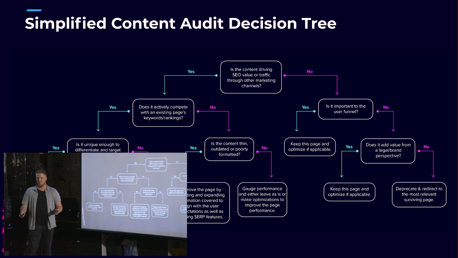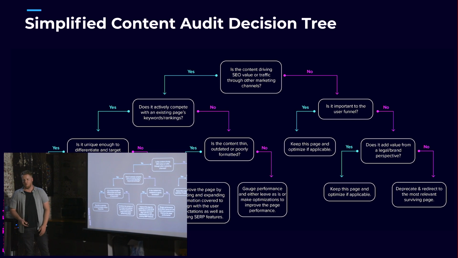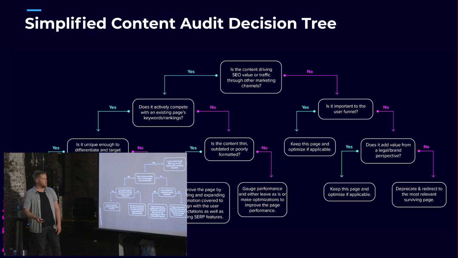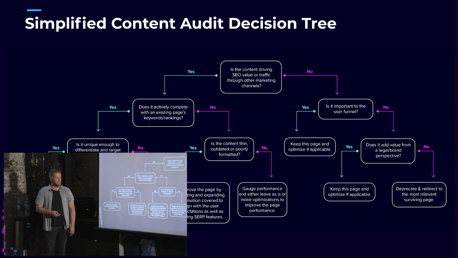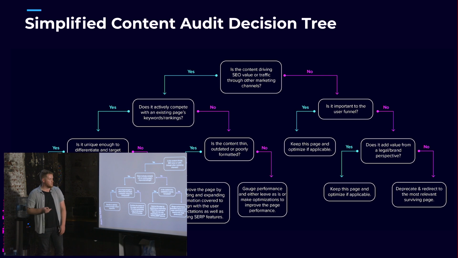I don't want to go through every single decision you could possibly make, but if you're interested in this, if you want to do a content audit on your site, I suggest you get into the slide deck after this presentation and just take a look at how the decision tree works for deciding what to do with content.